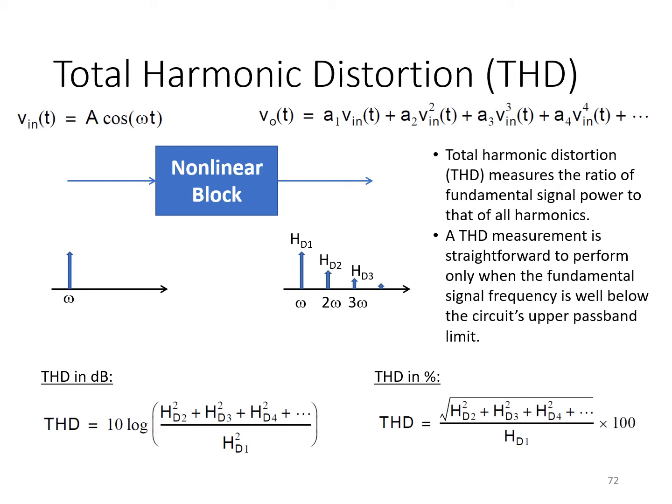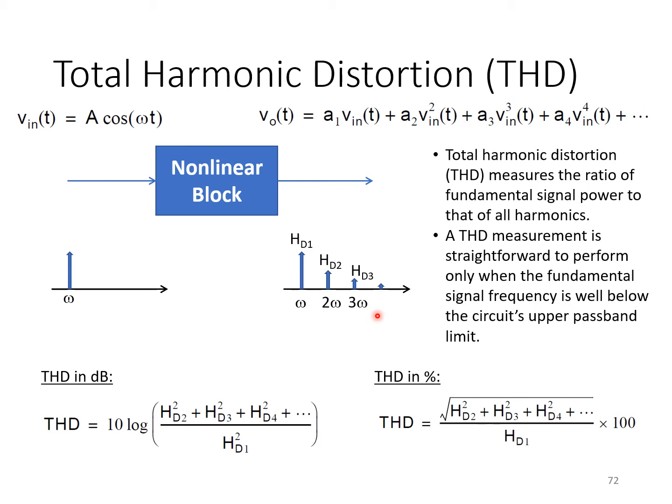Total harmonic distortion is a measure of nonlinearity. It measures the ratio of fundamental signal power to that of all the harmonics. So it would be measured by applying a pure single tone input to a nonlinear circuit. As a result, our memoryless model would predict that we see a fundamental term that's just a gain A1 times the input sinusoid, plus nonlinear terms that give rise to harmonics at integer multiples of the input frequency omega.